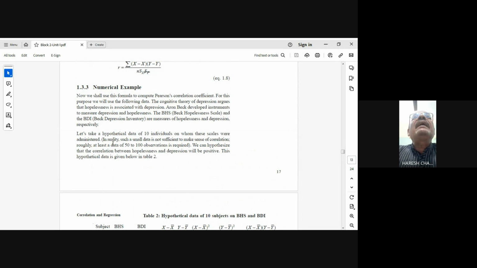Now, here is an example. BHS, Beck's hopelessness scale, and BDI, Beck's depression inventory. Now the question is, is there any kind of relationship between someone being hopeless and having depression? If someone is losing hope in life, then becoming hopeless, will he or she have some kind of depression issues? If you want to test such a kind of hypothesis, such a kind of assumption, then you can go for a correlation analysis between these two variables. Any question? Please ask in between.